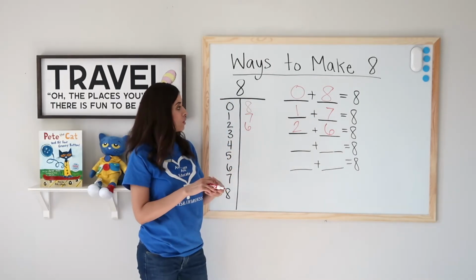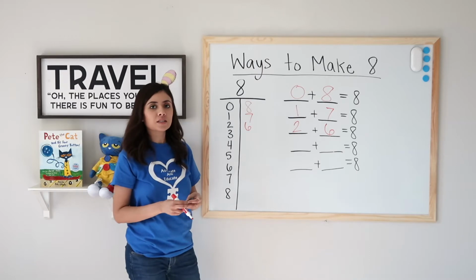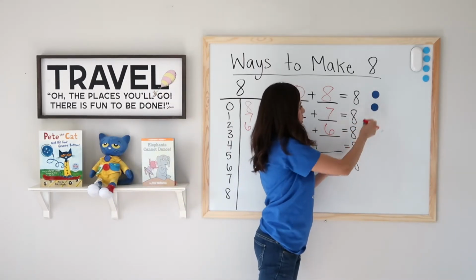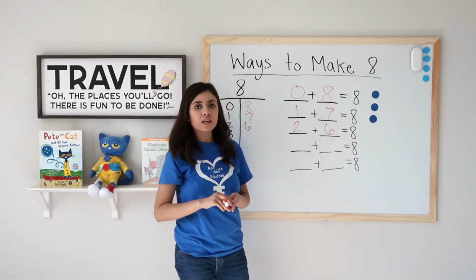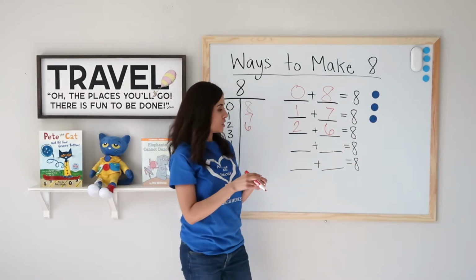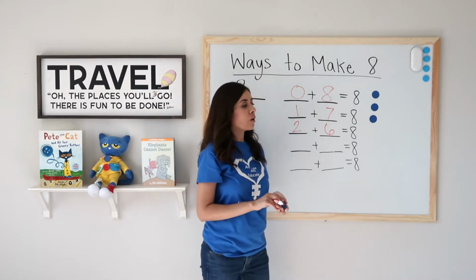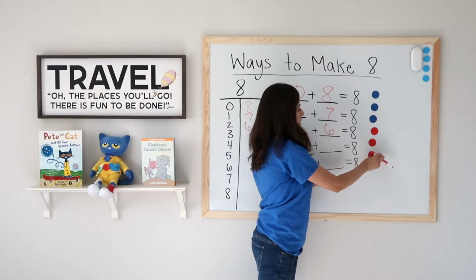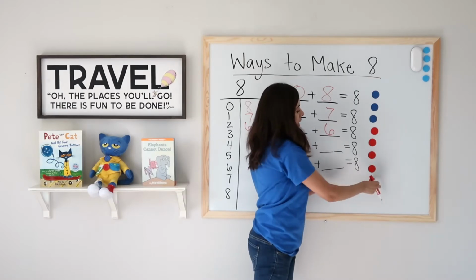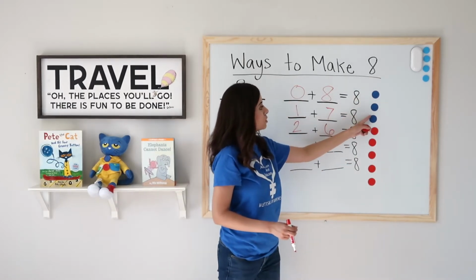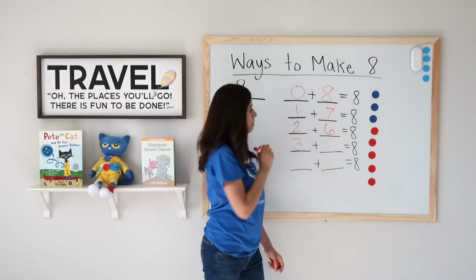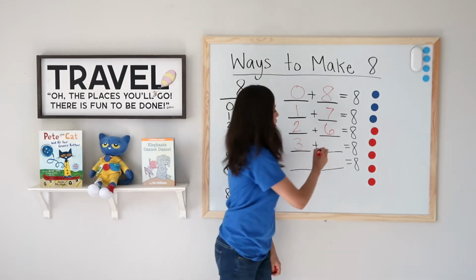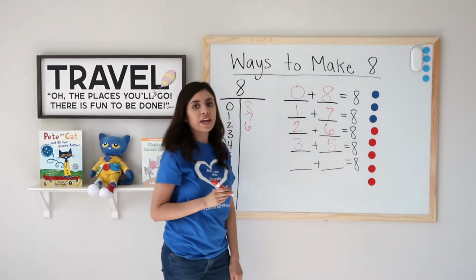3. So I will start with how many blue dots? 3. Good. 1, 2, 3. Now I will count up to 8 using my red dots. So I have 3, and now I have 4, 5, 6, 7, 8. 3 blue dots plus 1, 2, 3, 4, 5 red dots equals 8.